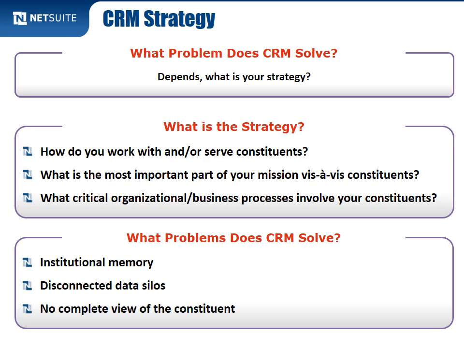If you're serving homeless clients, getting them a bed on the night that they need it is the most important thing you're doing. It'll be unique for every organization. And then, what critical organizational or business processes involve your constituents? So when you look at what people do every day, what they spend their time on, what are the really critical pieces that involve your constituents?